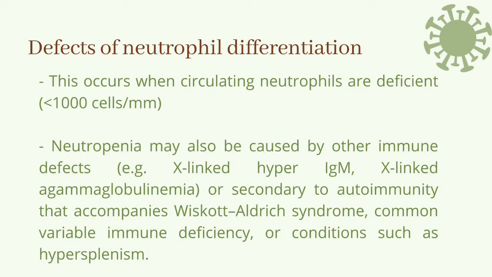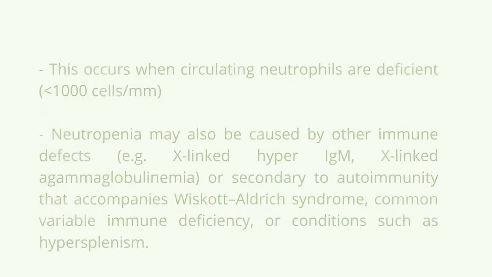Neutropenia may also be caused by other immune defects, such as X-linked hyper-IgM, X-linked agammaglobulinemia, or secondary to autoimmunity that accompanies Wiskott-Aldrich syndrome, common variable immunodeficiency, or conditions such as hypersplenism.